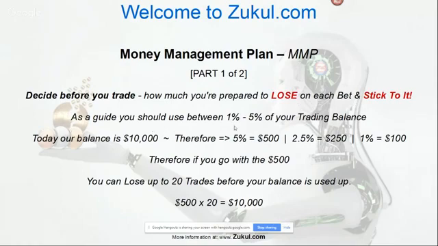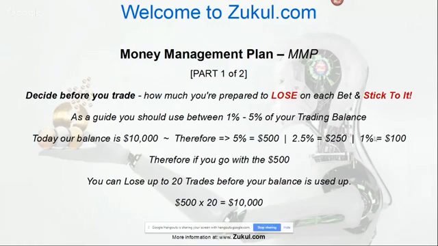Also, as a guide, you should use between 1% and 5% of your trading balance. Now, tonight, our trading balance is about $10,000. So therefore, if we went with 5%, we will be doing bets of between $500 at the 5% or $100 at the 1%. All right. Obviously, somewhere in between, $250 is a 2.5%. Okay. So whatever your trading balance is, that's how much we're going to be betting.